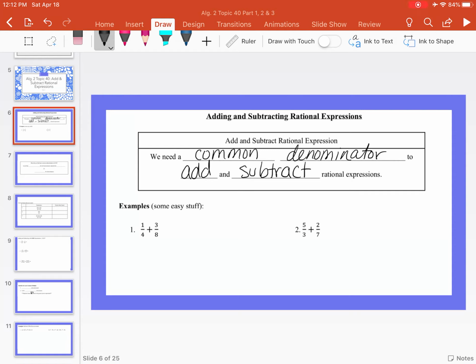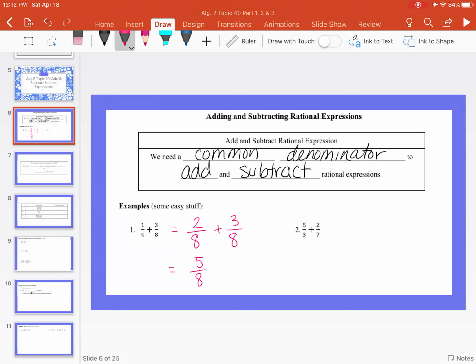We can rewrite the first fraction, 1/4, as 2/8 because they are equivalent. Then we can add it to 3/8, and since they have a common denominator, we can add our numerators and get our sum of 5/8.